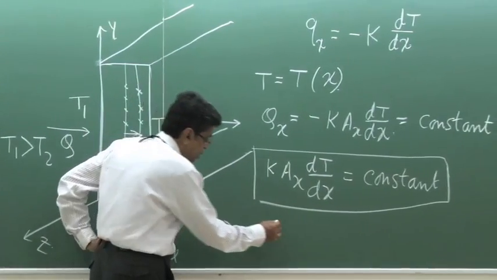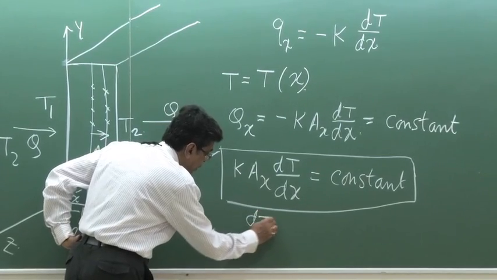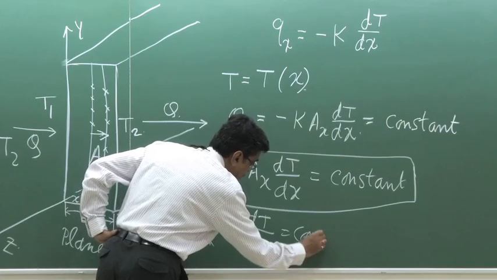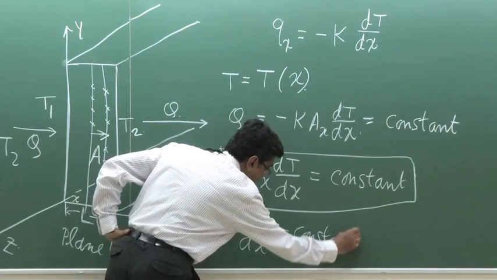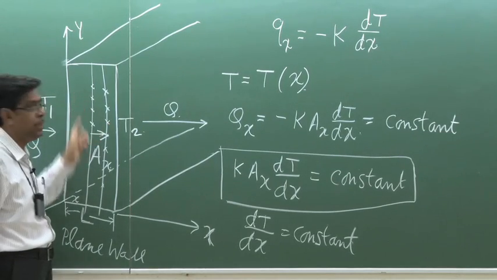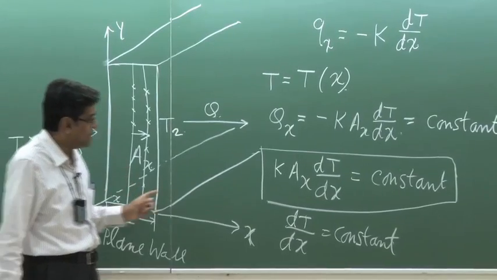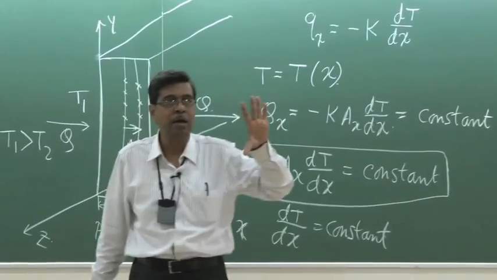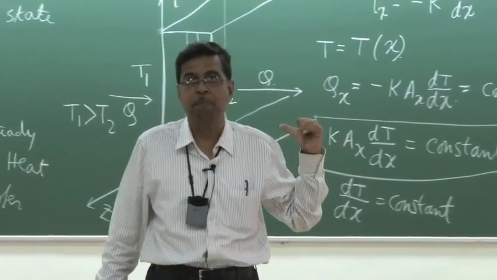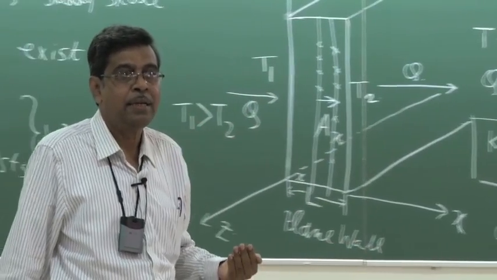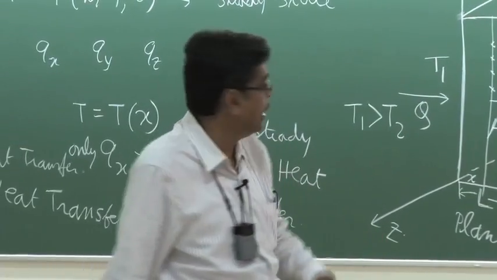In that case, we can write dT/dx is equal to constant. That means we get a linear temperature profile from T1 to T2 within the slab. So, therefore, in a steady state heat transfer with constant thermal conductivity and constant cross-sectional area, which happens in a plane wall, the temperature gradient is constant. That means the temperature is a linear function.